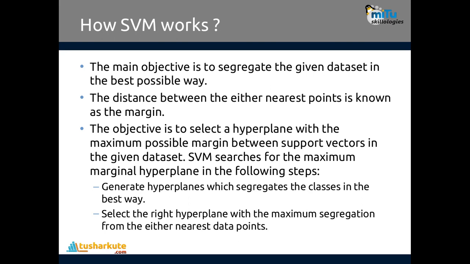Their main objective is to segregate the given data set in the best possible way. The distance between the nearest points is known as the margin, and the objective is to select the hyperplane with the maximum possible margin between support vectors in the given data set. SVM searches for a maximum marginal hyperplane in the following steps: generate a hyperplane which segregates the classes in the best way, and select the right hyperplane with the maximum segregation from either nearest data points.